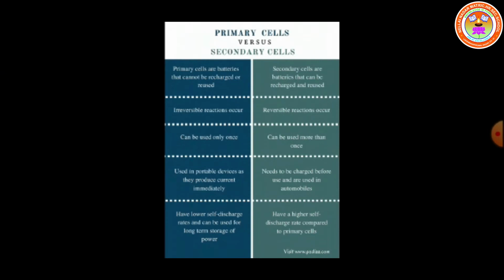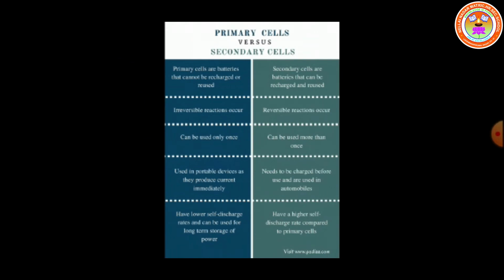So we will discuss the difference between the primary cells and the secondary cells. Primary cells are batteries that cannot be recharged or reused. Secondary cells are batteries that can be recharged and reused. In primary cells irreversible reactions occur, but in secondary cells reversible reactions occur. Primary cells can be used only once. Secondary cells can be used more than once.